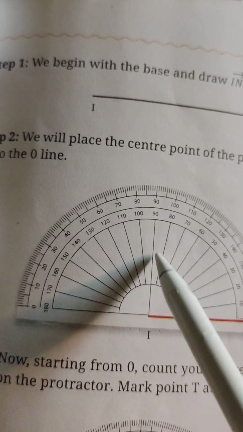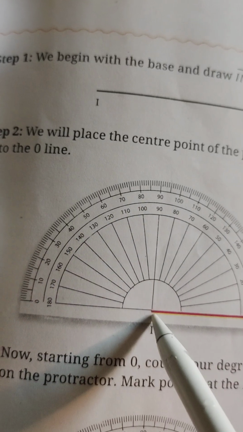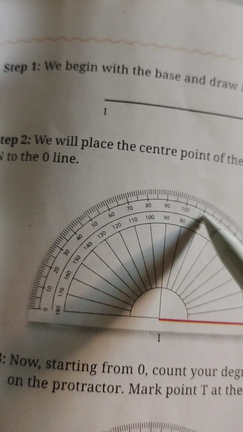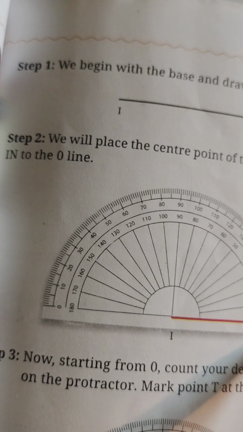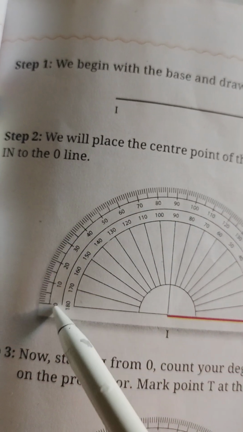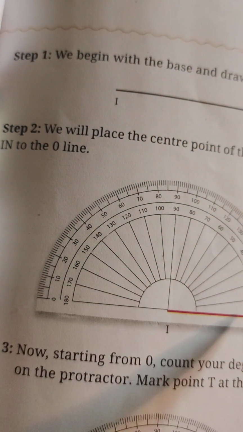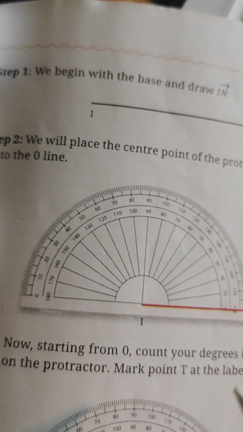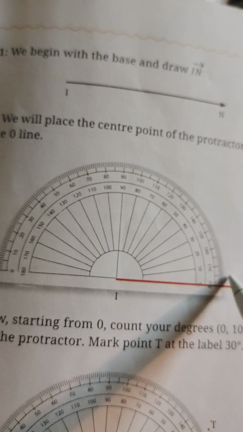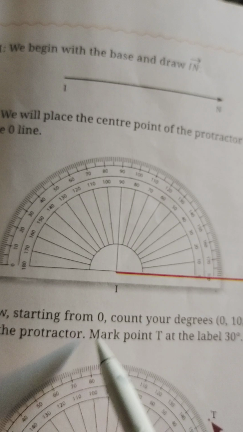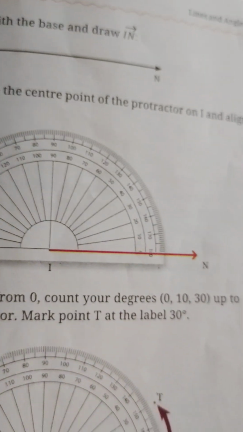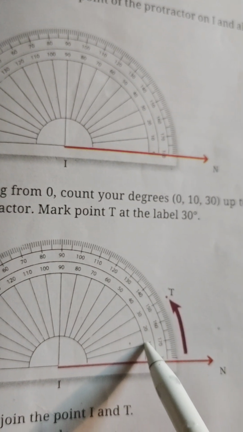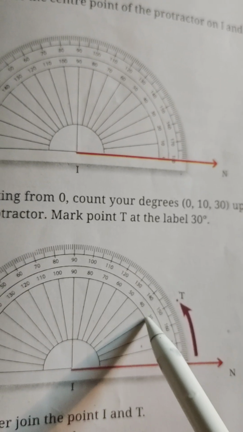And here is 90 degrees, and this is 100, and you will see both ways. It goes from 180 down to 0, and from here it goes 10, 20, 30, 40, 50, 60, 70, 80, 90, 100. So then you just count your degrees, whatever you want. Now you want 30 degrees. That's what we did. From here you will measure 10, 20, 30 degrees.